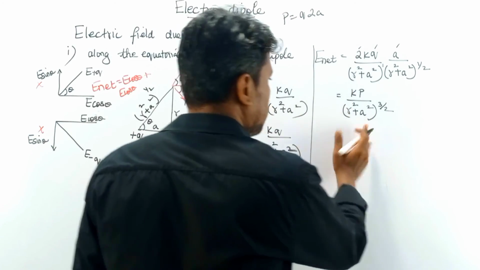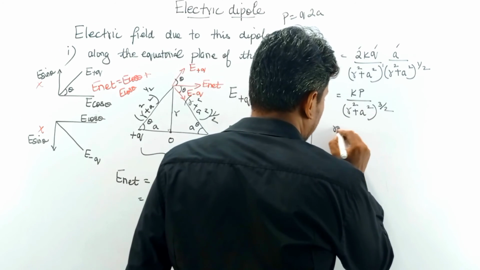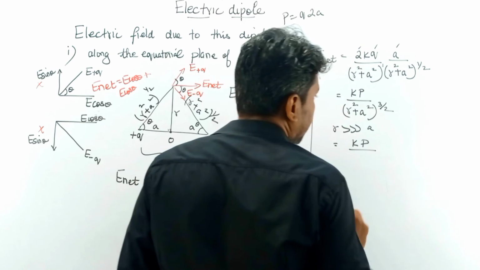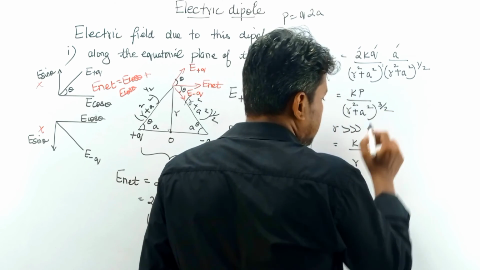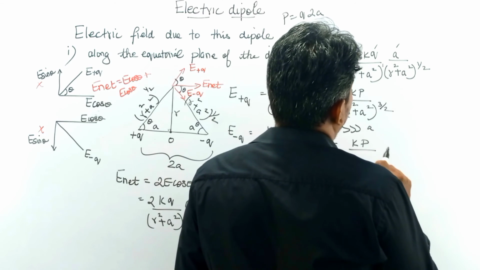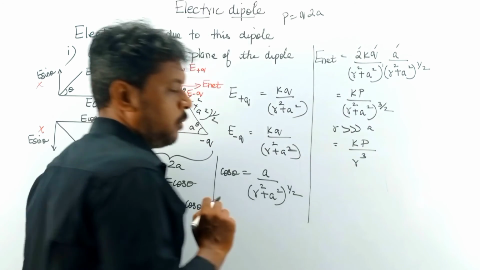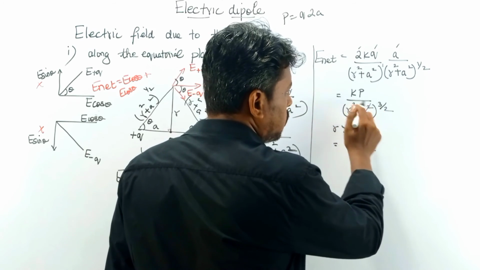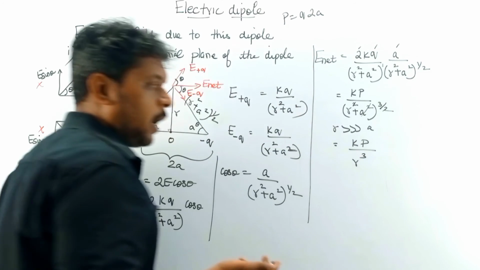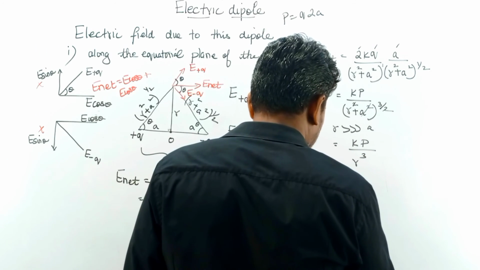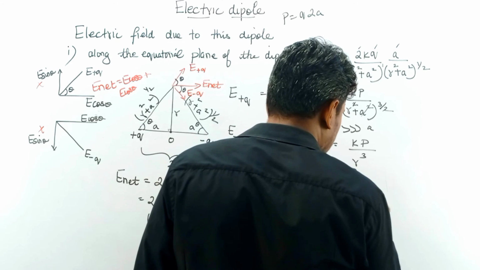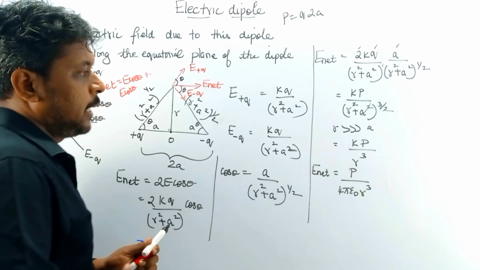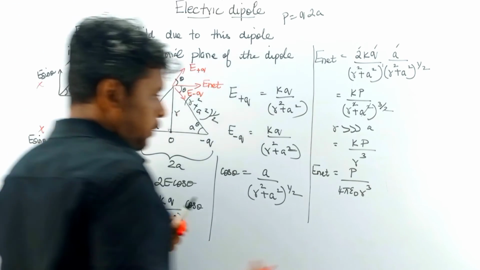Here, you know that the value of R is very far greater than A. So when you replace it, A is eliminated, and the remaining will be only R cube. Now, instead of K I am replacing it by 1 by 4 pi epsilon naught, so E net is P by 4 pi epsilon naught R cube. So this is the net electric field expression.